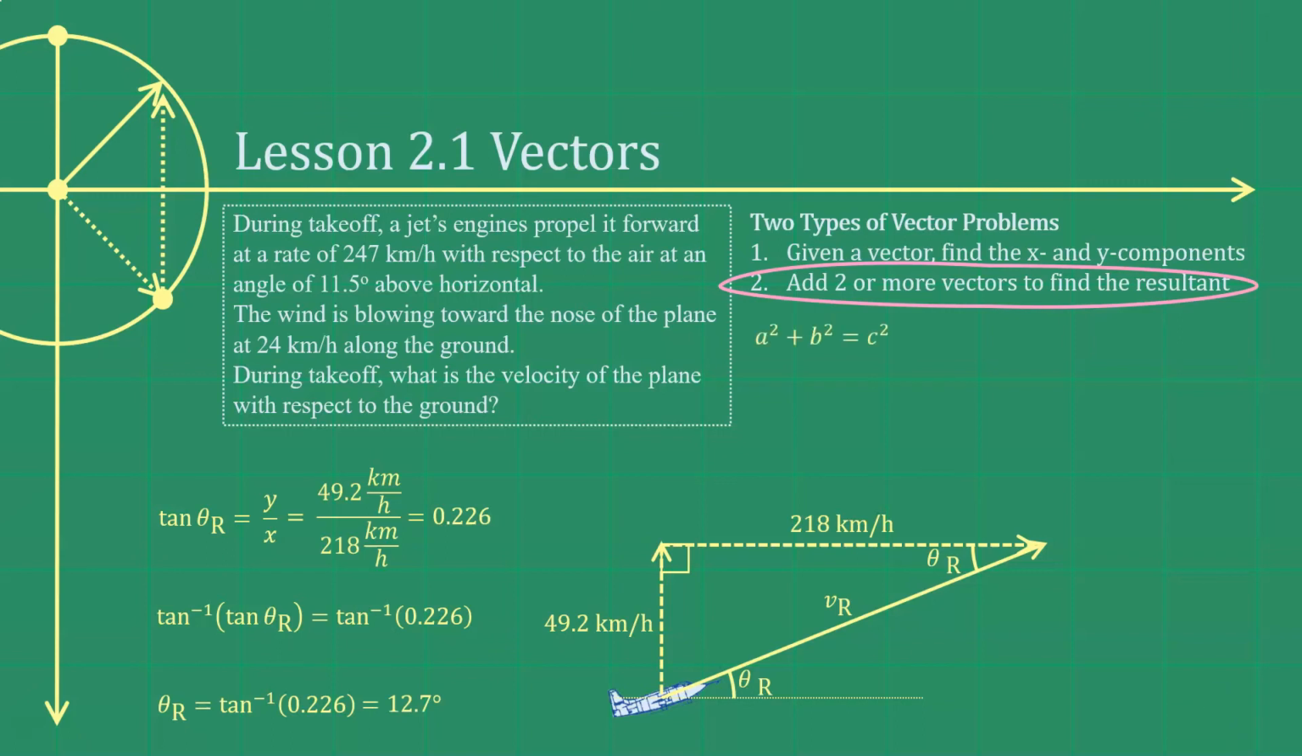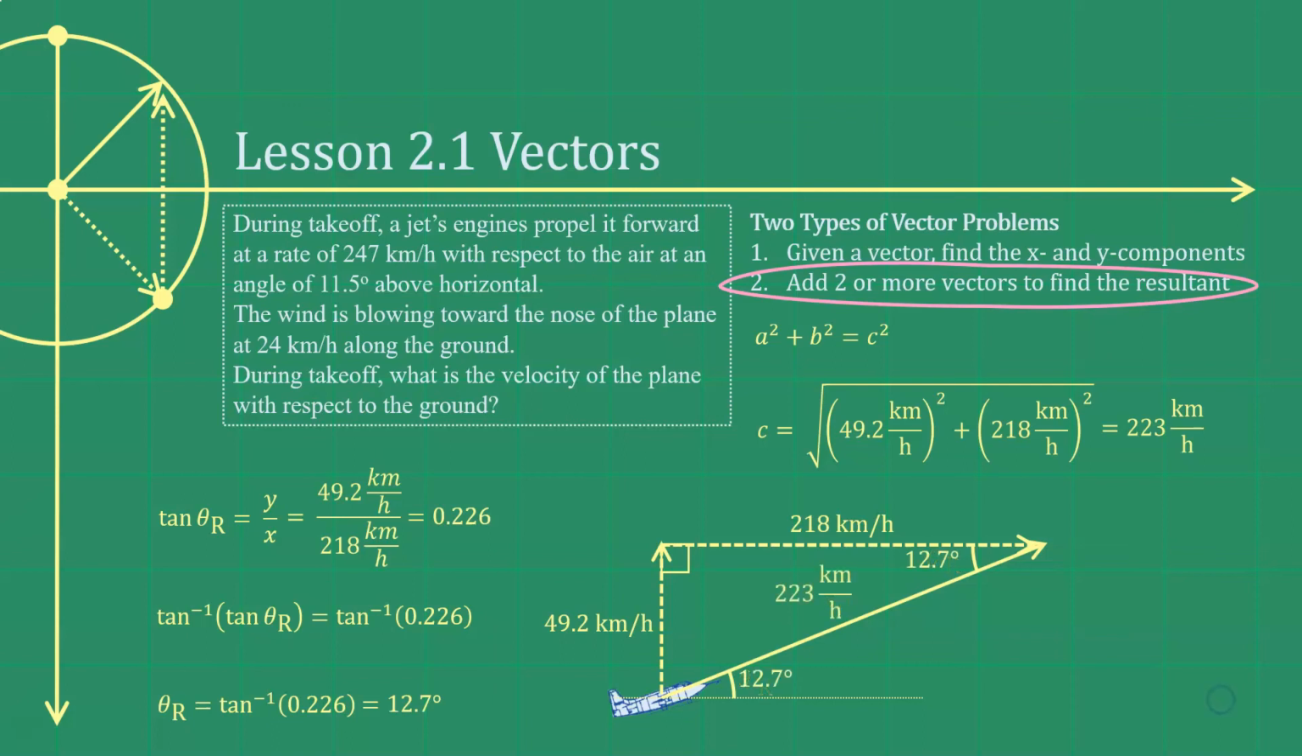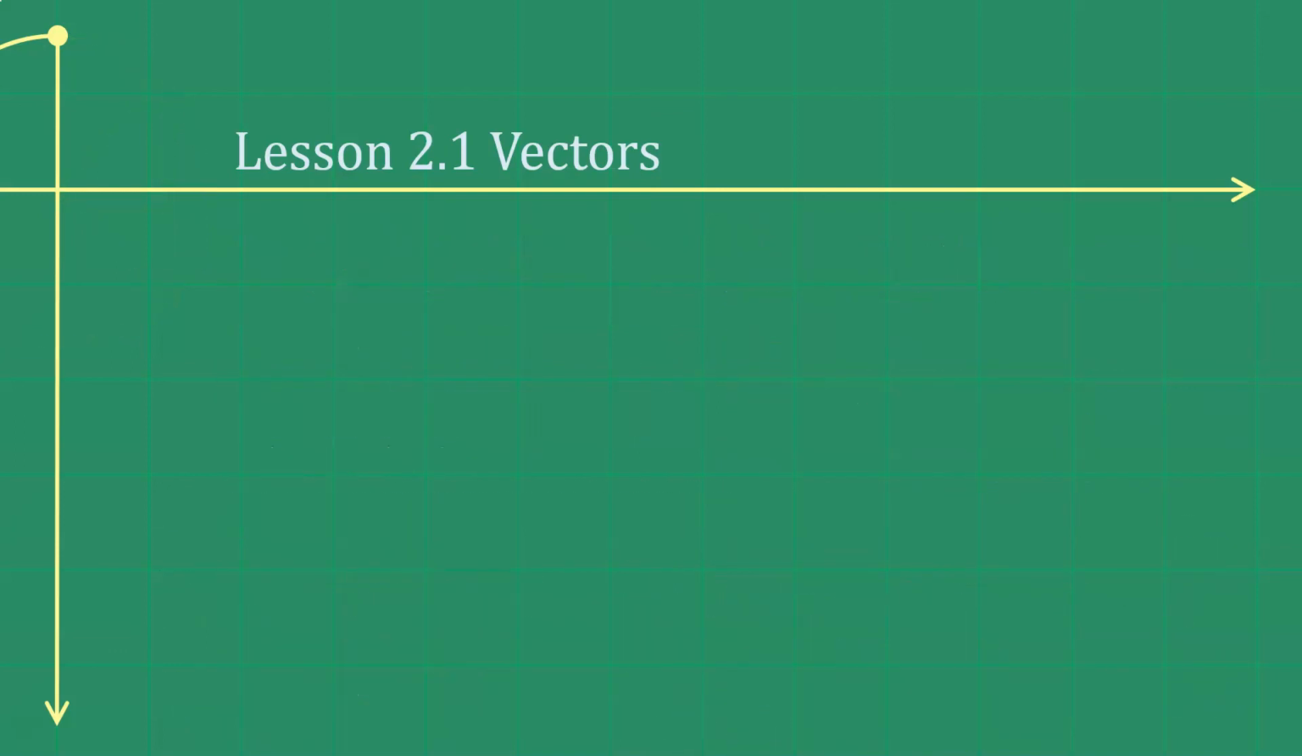And then I'm going to calculate the length of VR because I need both magnitude and direction. So I'm going to use the Pythagorean theorem with the values that I know to calculate that the resulting velocity is 223 kilometers per hour. And to report my final vector, I'm going to have to report both that magnitude and direction: 223 kilometers per hour at 12.7 degrees. So now you know a bit more about vector math. This is going to be a very important tool for us to use to solve any problem in 2 dimensions in physics.